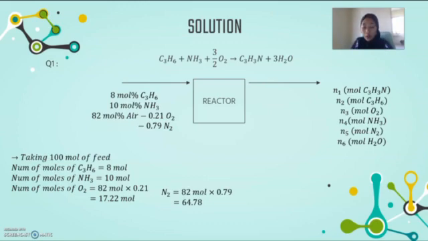Okay, taking 100 mol of feed. Number of mole of C3H6 sama dengan 8 mol. Number of mole of NH3 sama dengan 10 mol. Number of mole of O2 sama dengan 82 mol kali dengan 0.21 akan dapat jawapan 17.22 mol. And dia punya N2 sama dengan 82 mol kali dengan 0.79 sama dengan 64.78.